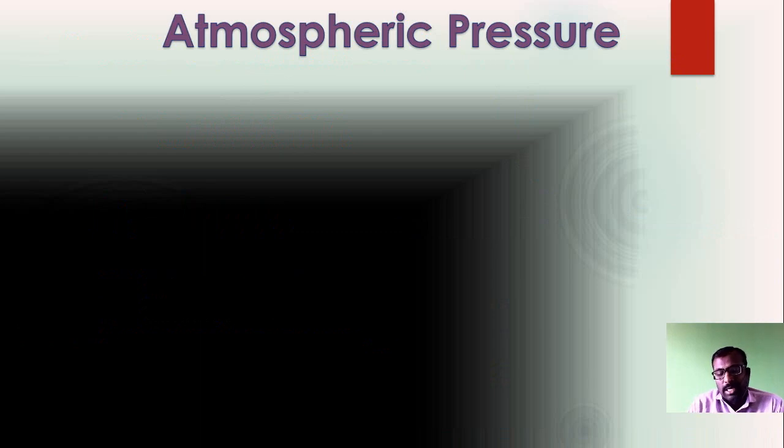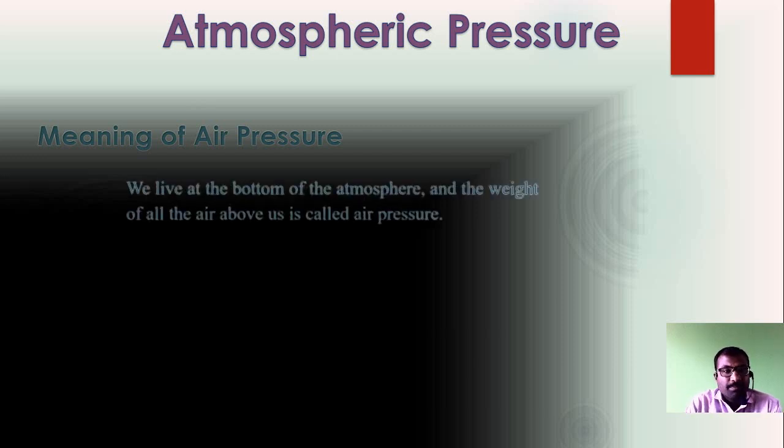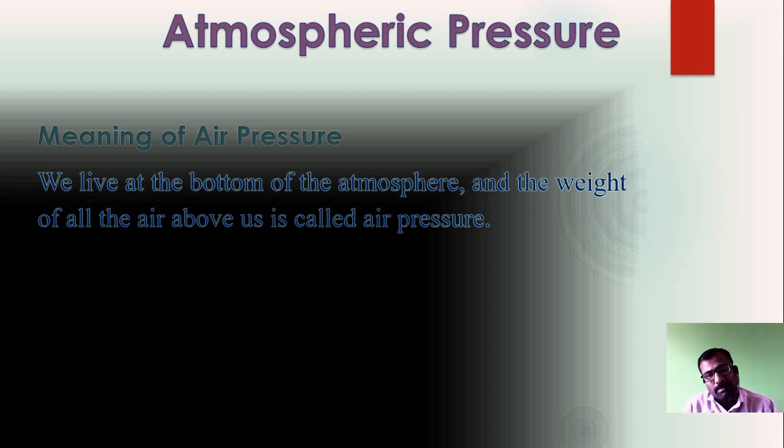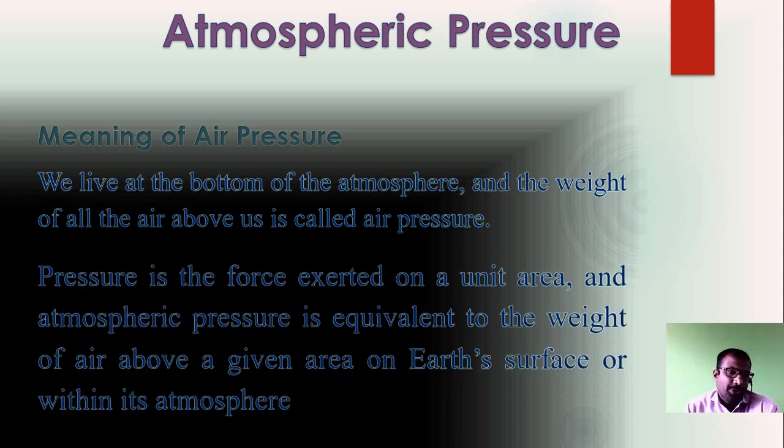What is the atmosphere and what is atmospheric pressure? When we observe the atmosphere, there is a certain amount of air pressure, so it is called atmospheric pressure. The meaning of air pressure: we live at the bottom of the atmosphere, and the weight of all the air above us is called air pressure. This is the main meaning of air pressure or atmospheric pressure.